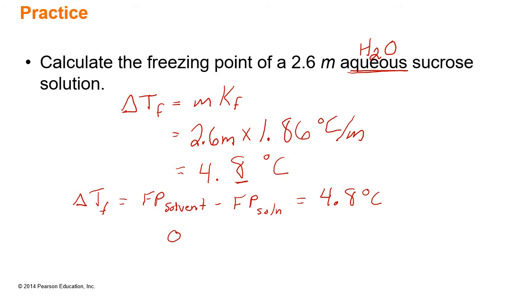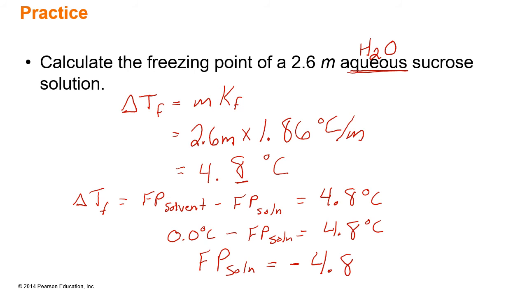So our solvent is 0.0 degrees Celsius minus the freezing point of the solution, which equals 4.8 degrees Celsius. So our freezing point of the solution is negative 4.8 degrees Celsius. Again, it should be negative because it's a depression. It's a decrease in the freezing point.